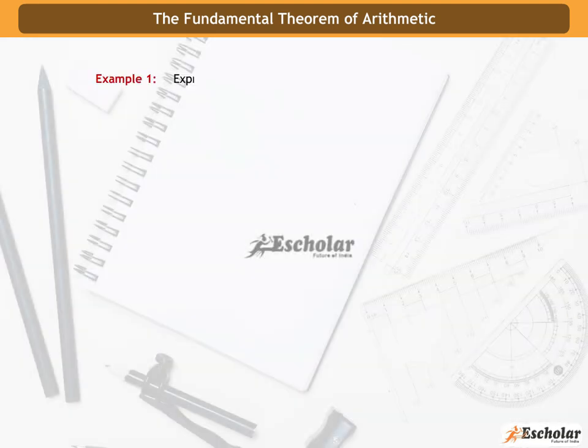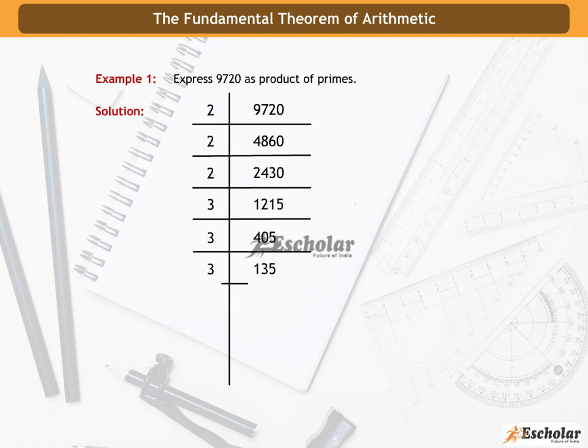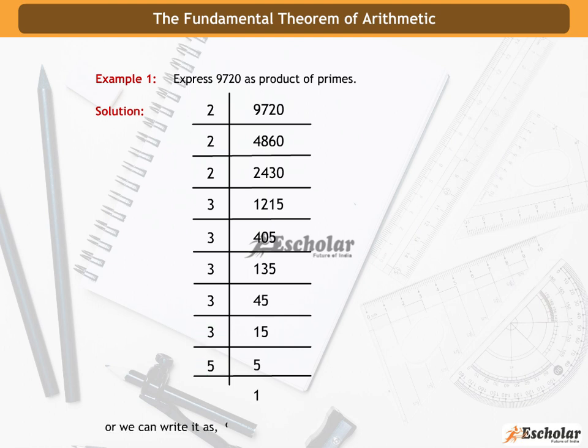Example 1. Express 9720 as a product of primes. Solution. Here we divide the given number by the prime numbers. Here we observe that 9720 is dividing in the following manner. That is 2 into 2 into 2 into 3 into 3 into 3 into 3 into 3 into 5. Or we can write it as 9720 is equal to 2 raised to the power 3 into 3 raised to the power 5 into 5.